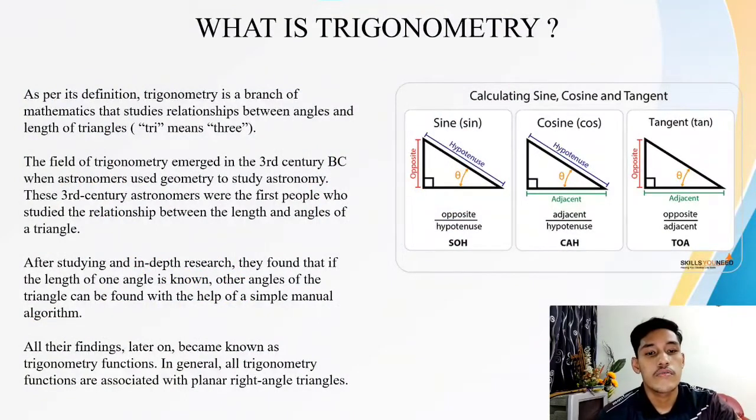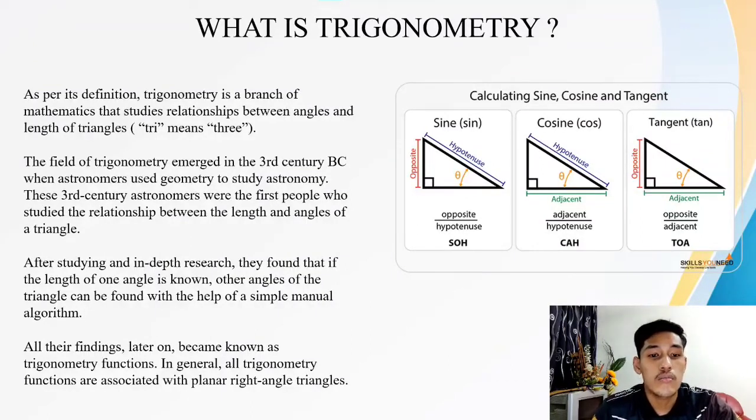Now, I want to share with you what trigonometry is. As per its definition, trigonometry is a branch of mathematics that studies the relationship between angles and lengths of triangles. The field of trigonometry emerged in the 3rd century BC when astronomers used geometry to study astronomy.